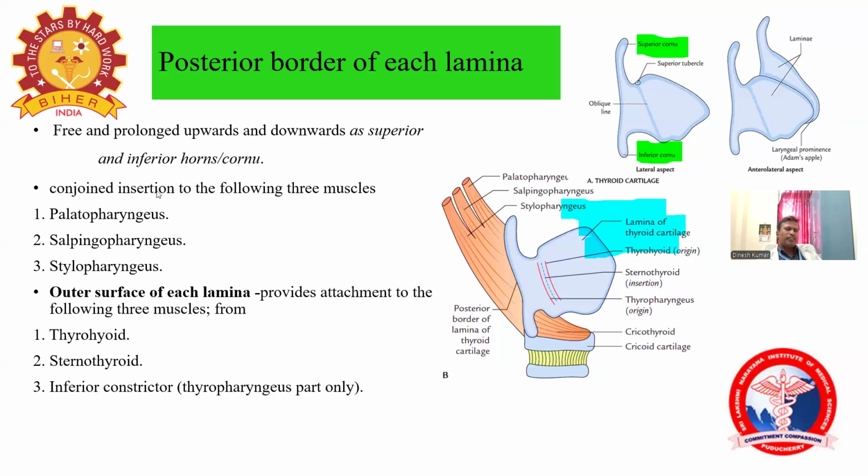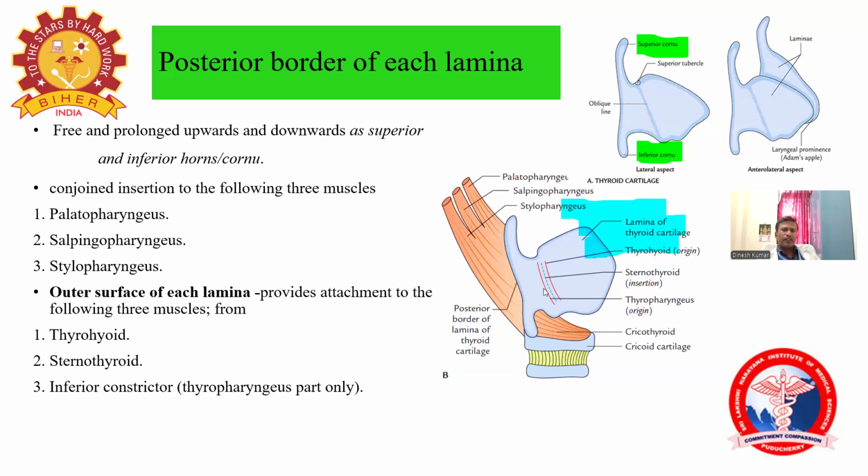The conjoined insertion of the following three muscles: palatopharyngeus, salpingopharyngeus, and stylopharyngeus. The outer surface of each lamina provides attachment to the following three muscles: thyrohyoid, sternothyroid, and the inferior constrictor. So this is the conjoint of the three muscles. The first muscle is the palatopharyngeus. Second one is salpingopharyngeus. Third one is stylopharyngeus.